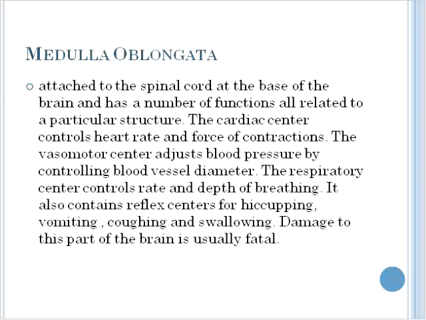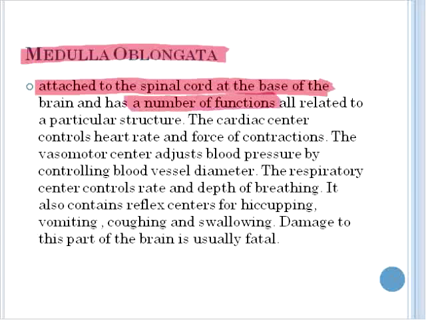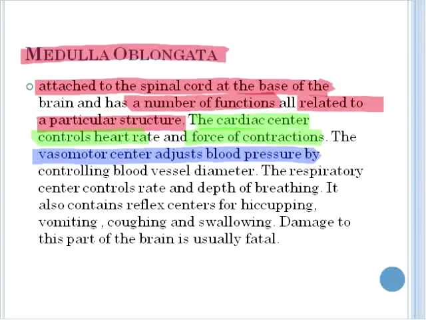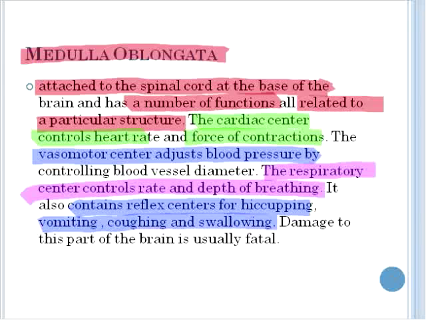The medulla oblongata, or medulla, is attached to the spinal cord at the base of the brain, and it has a number of functions, all of which are related to a particular structure. The cardiac center controls heart rate and the force that contracts the heart. The vasomotor center adjusts blood pressure. The respiratory center controls rate and depth of breathing. The medulla also contains reflex centers for hiccuping, vomiting, coughing, and swallowing. If this part of the brain is damaged, it usually results in a fatality because of the importance of these involuntary functions.